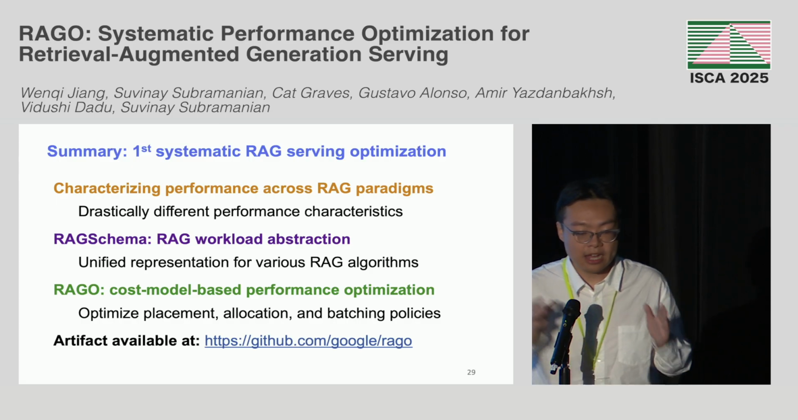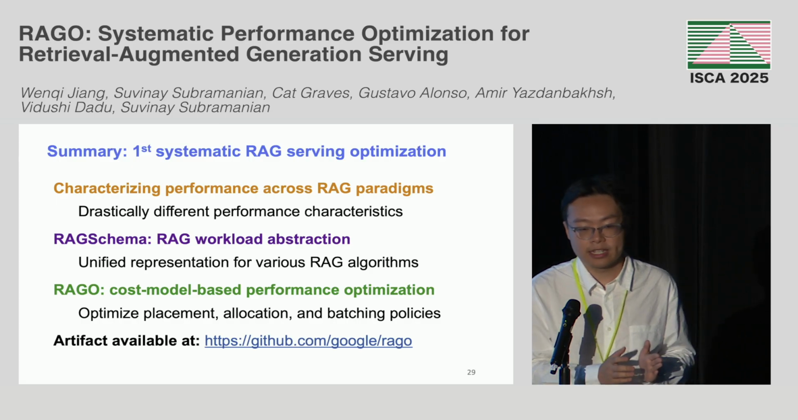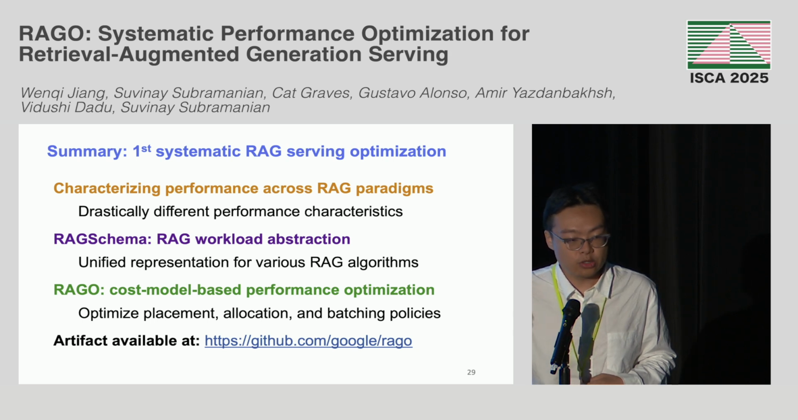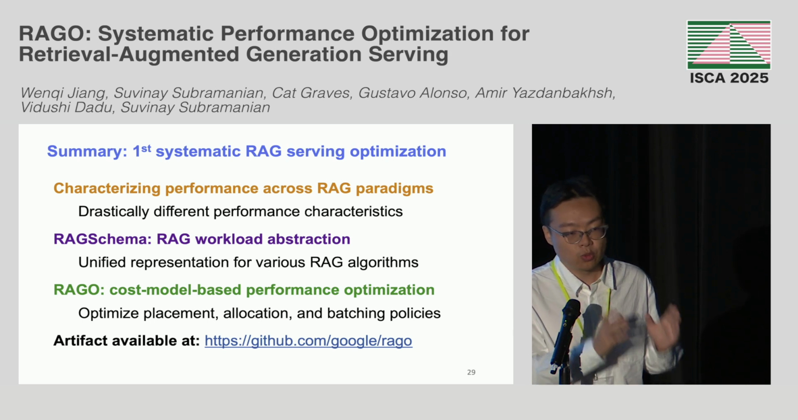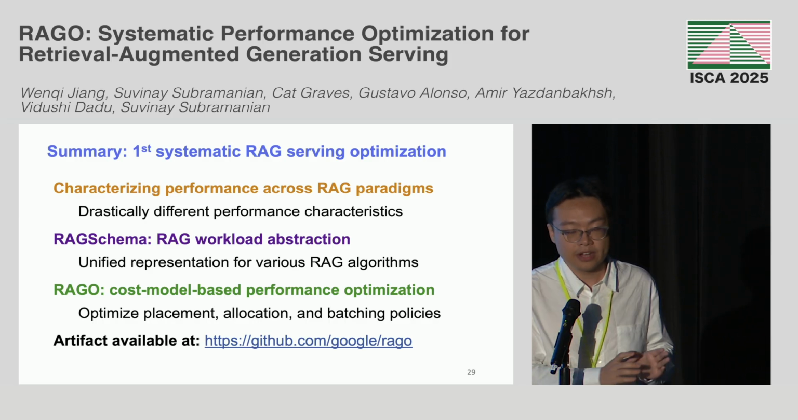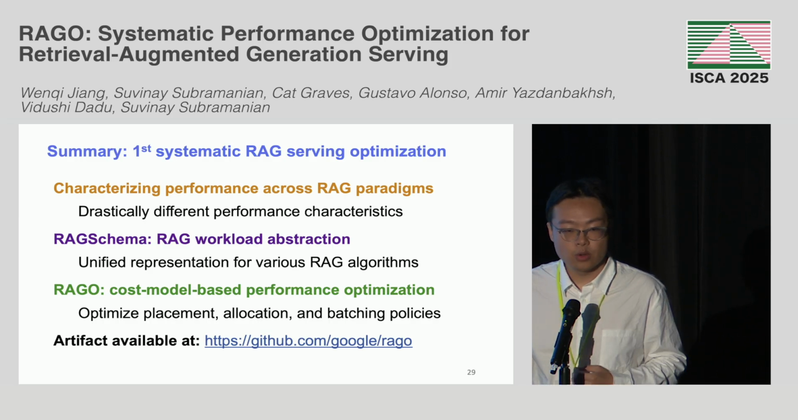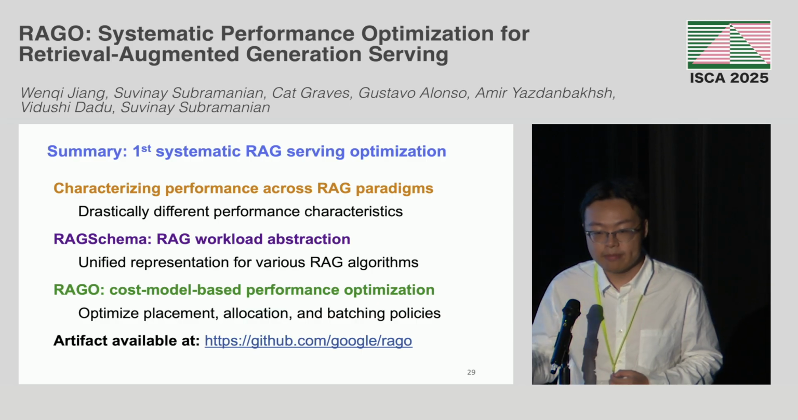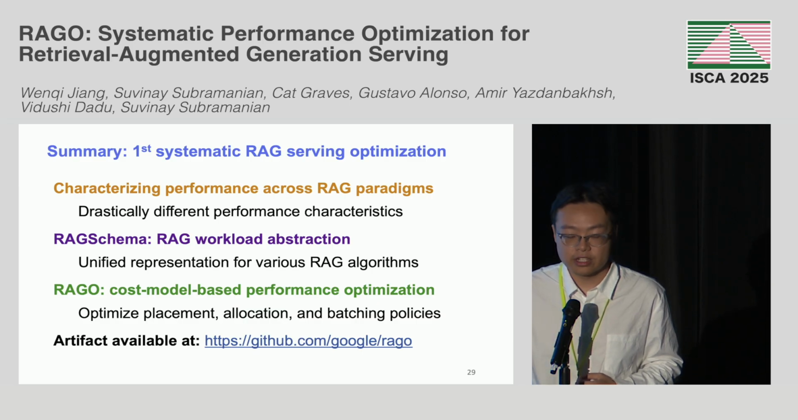We first showed how different the workload characteristics are between different RAG algorithm configurations. And then we proposed RAG schema, which is a unified workload abstraction that can describe all these RAG algorithms in a unified pipeline. And finally, we proposed RAGO, which is a cost model-based optimizer that can systematically address inference performance for arbitrary RAG workloads.